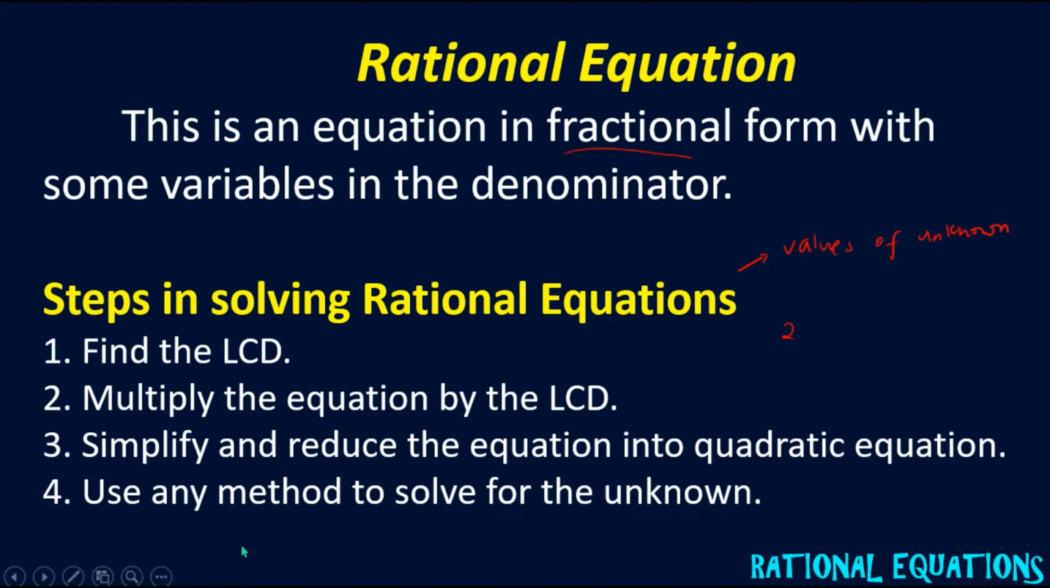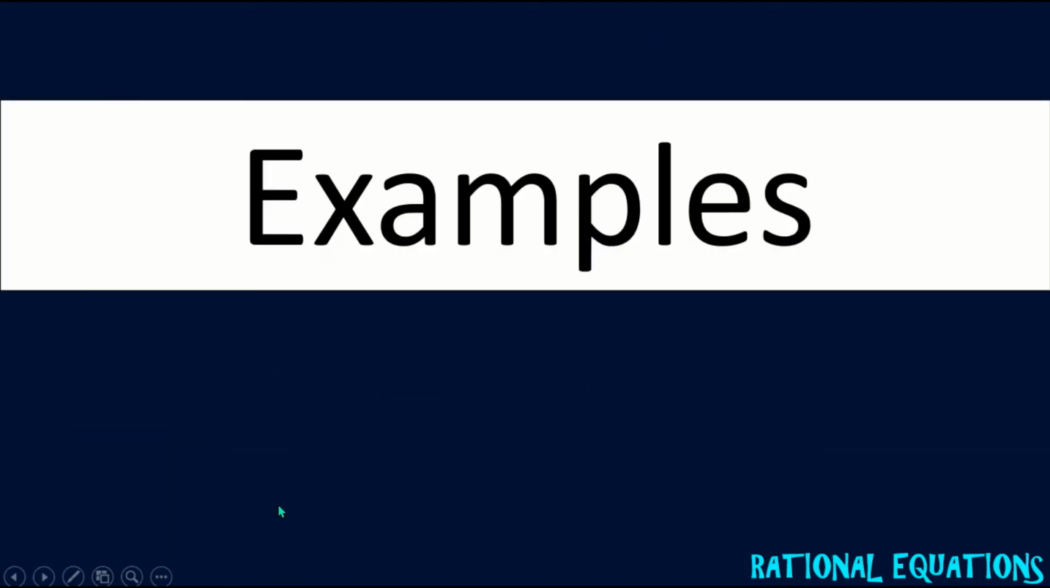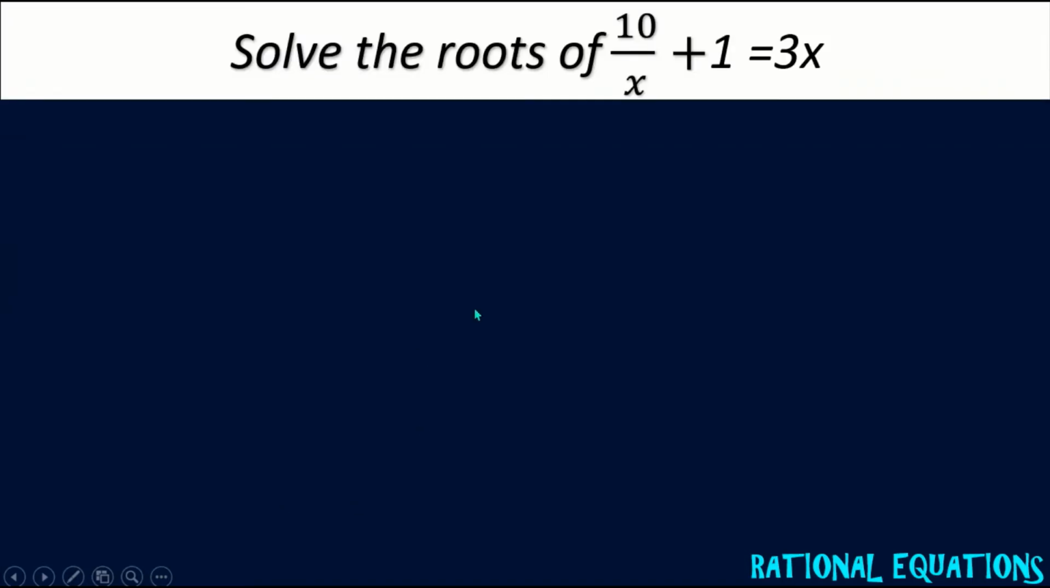So for us to understand about rational equations, let us have a first example. Example number 1. Solve the roots of 10 over x plus 1 equals 3x. Again, in your first impression of this equation, it is not in general form and it is not a quadratic equation. So, I think we are able to reduce it into quadratic, and dapat ma-eliminate natin yung fractions. So, we have 10 over x plus 1 is equal to 3x.